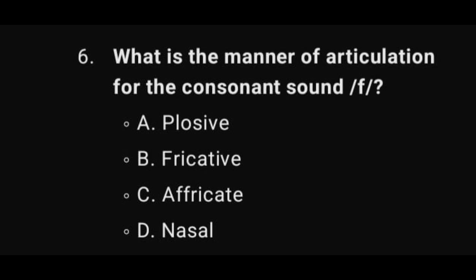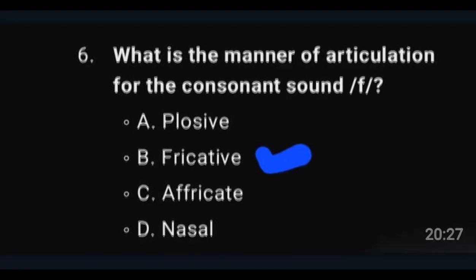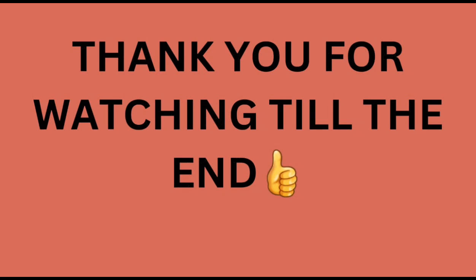What is the manner of articulation for the consonant sound f? Is it a plosive, a fricative, an affricate, or a nasal sound? The consonant sound f is a fricative sound. The upper front teeth and the lower lip come together to block the flow of air coming from the lungs, and so there is a frictional noise when we pronounce consonant sound f, and that is the characteristic of fricatives. So the correct answer to that question is fricative.